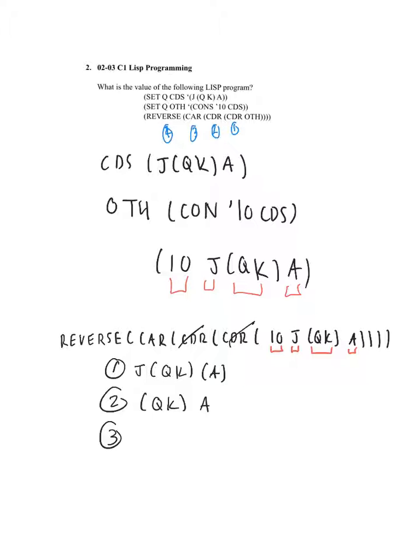Now the third step is car. This takes the first value in the list. So that is parentheses QK. And last is reverse. This just reverses the list. So instead of QK, it becomes KQ.